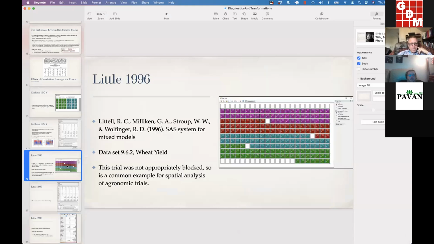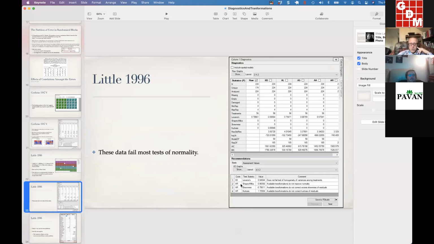So in a nutshell, if we don't randomize appropriately, we have a good chance of failing one or more of the assumptions of the analysis of variance. And when we fail the assumptions of the analysis of variance, we are going to get recommendations to use the analysis of ranks.